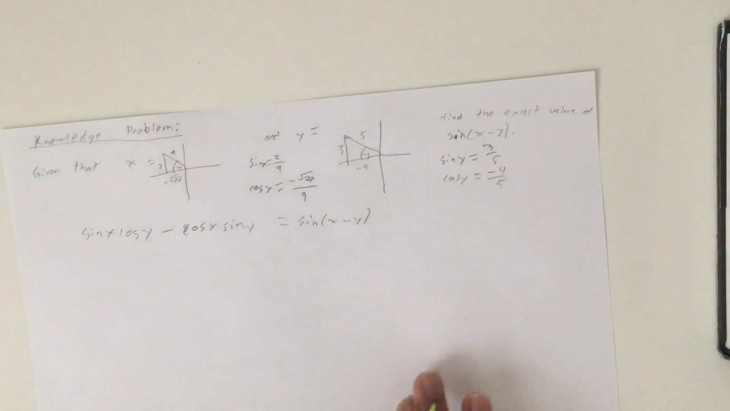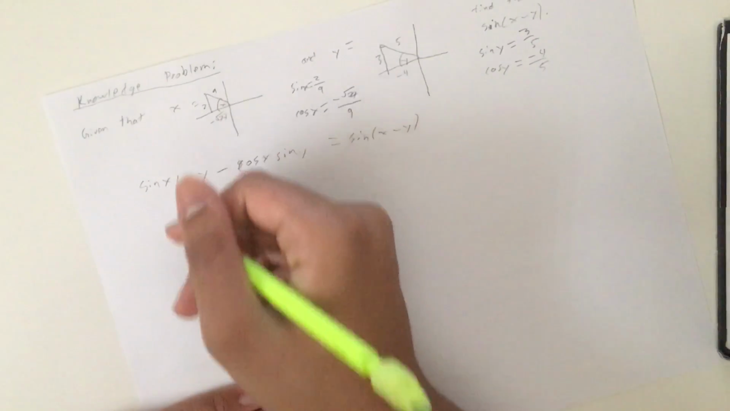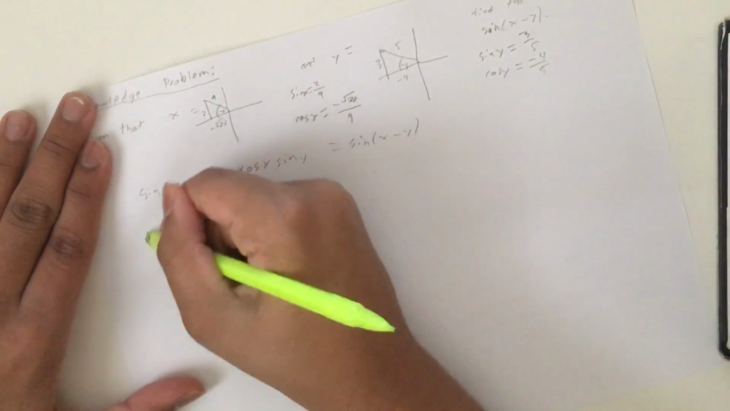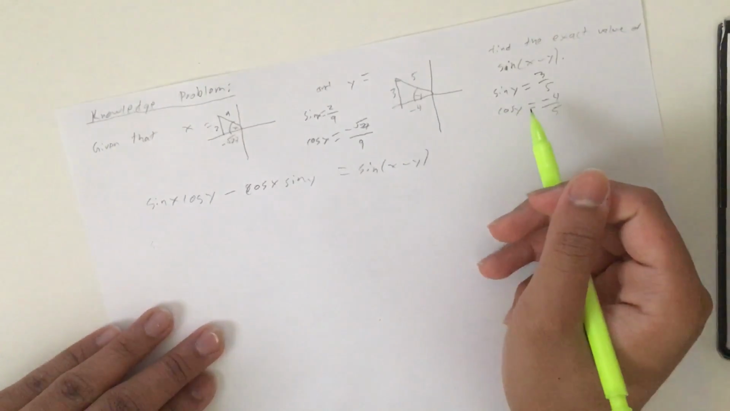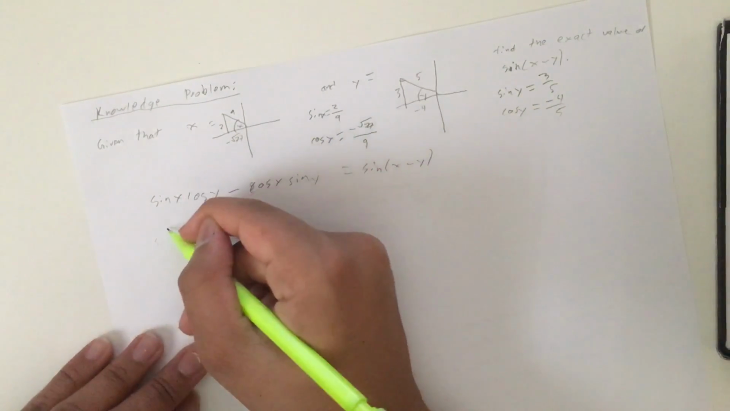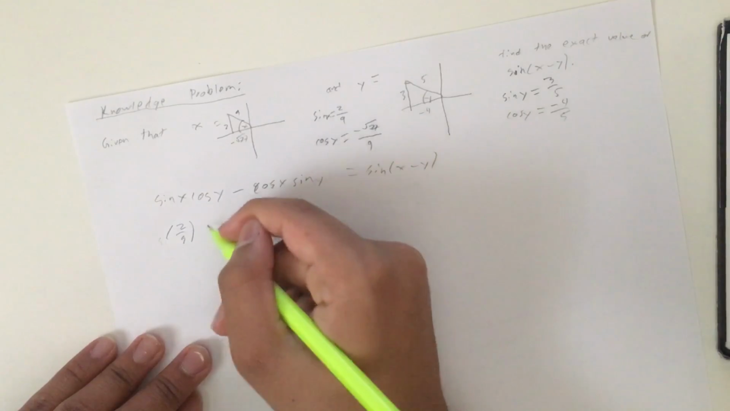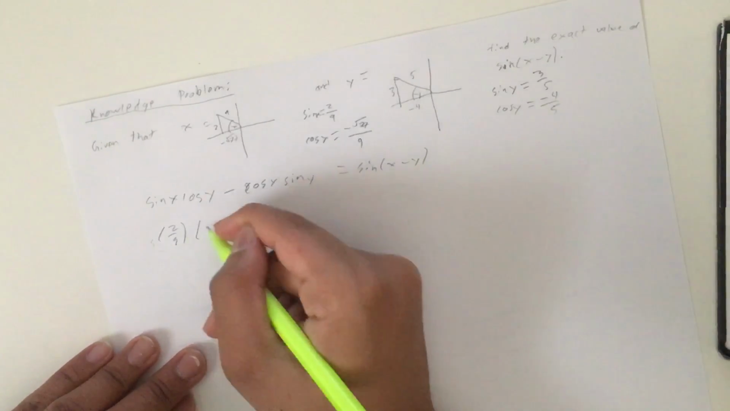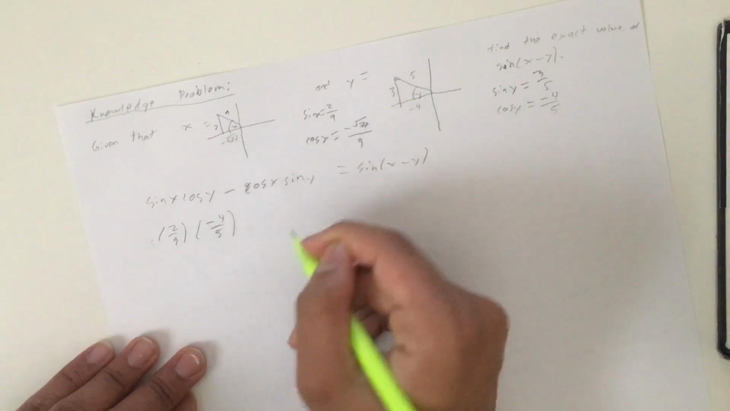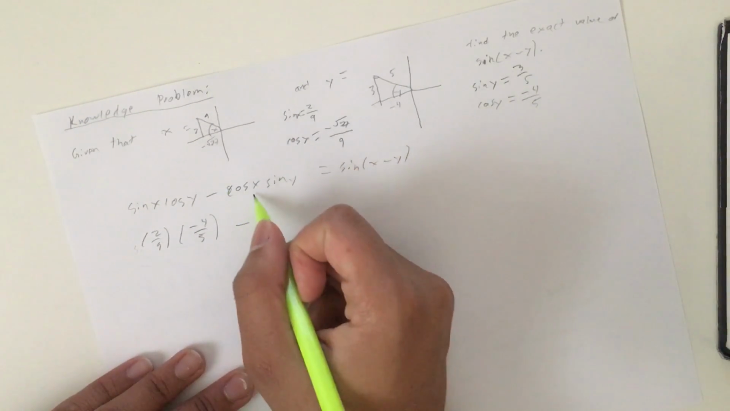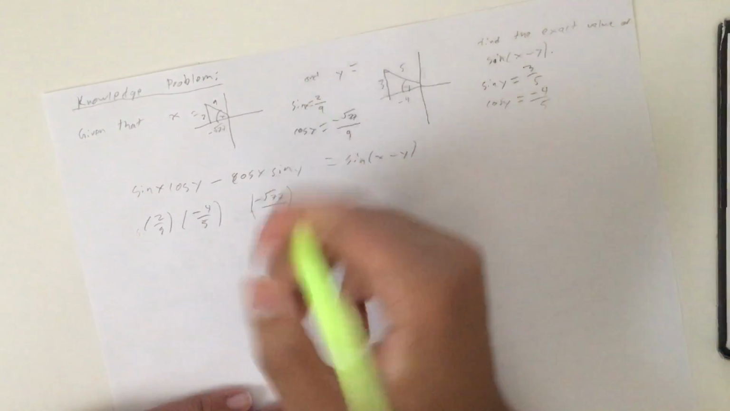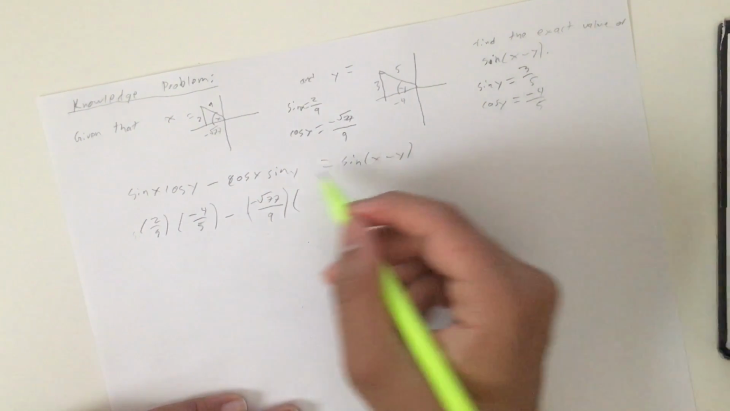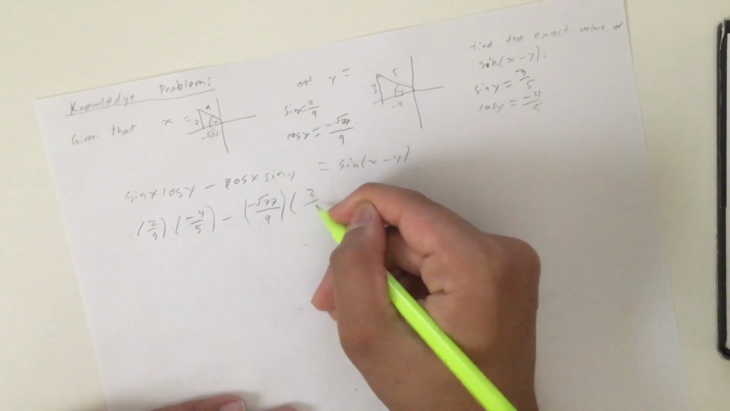So now we would plug these values into our equation. So we have sin of x, and since these are the actual values, you would just put sin of x. So you'd put 2 over 9 times cos of y, negative 4 over 5, minus, over here you'll find cos of x, negative square root of 77 over 9. And you'll multiply that by sin of y, which is 3 over 5.